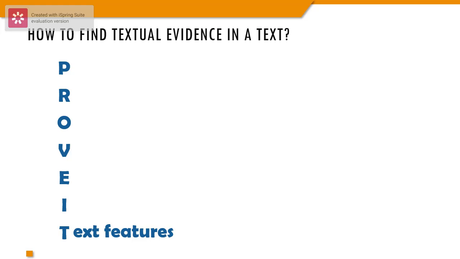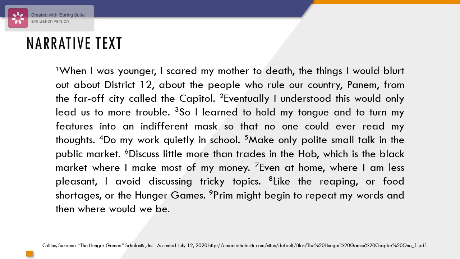So let's take a look at this example. Let me read to you this paragraph from Hunger Games. "When I was younger, I scared my mother to death. The things I would blurt out about District 12, about the people who rule our country, Panem, from the far-off city called the Capitol. Eventually, I understood this would only lead us to more trouble.